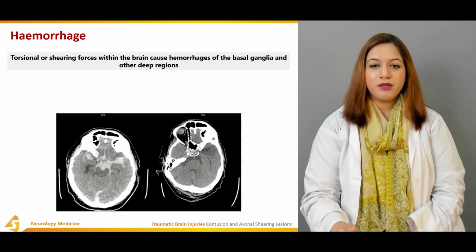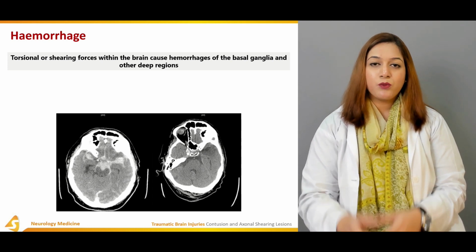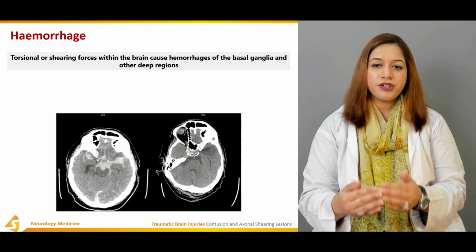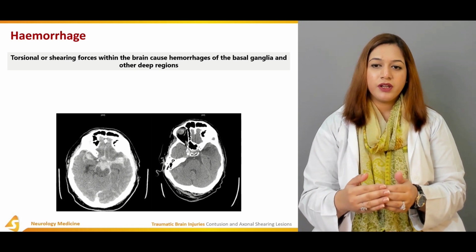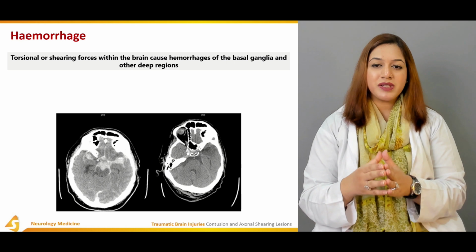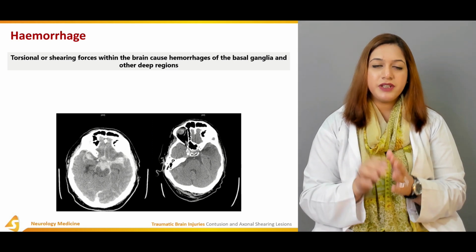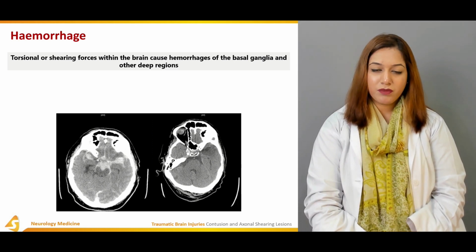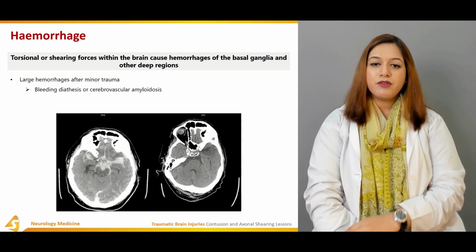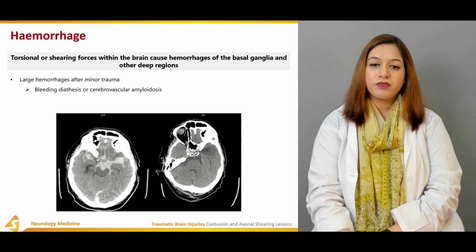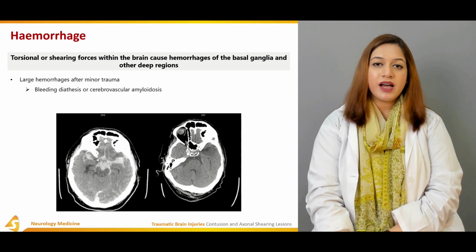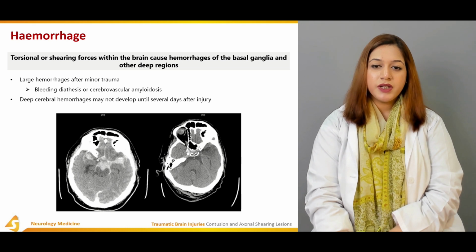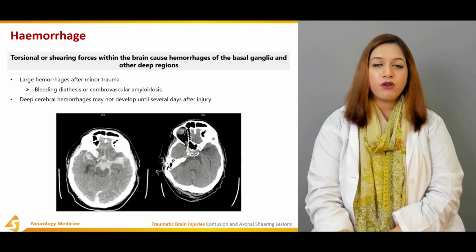Moving on to hemorrhage. Whenever there is a torsional or shearing force within the brain, it causes hemorrhage of the basal ganglia and other deep regions of the brain. Larger hemorrhages after minor trauma indicate that there is either a bleeding diathesis in the patient or there is cerebrovascular amyloidosis. Deep cerebral hemorrhages may not develop until several days after the injury.